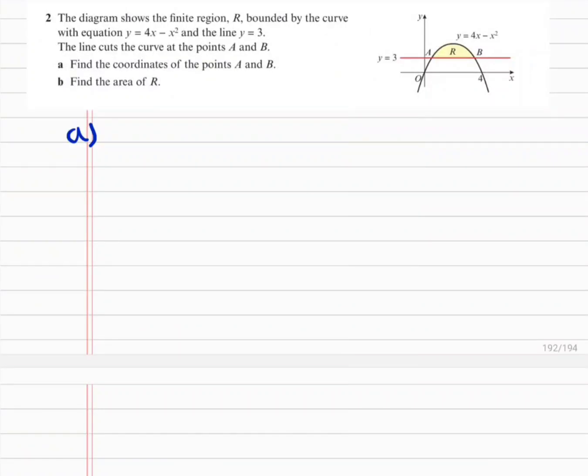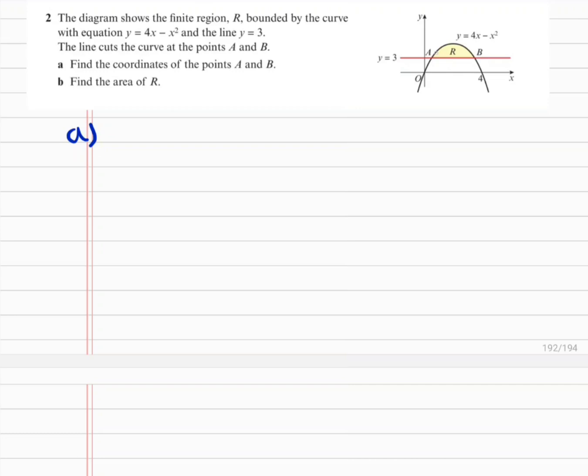Hi everyone, this video is on exercise 13G question 2. So we have this curve and also the line y is equal to 3, and we want to find the area of the region that is bounded by the curve and the line. But in part A, we want to find the coordinates of the points of intersection, which are A and B.